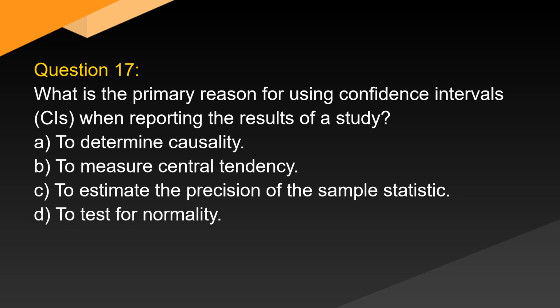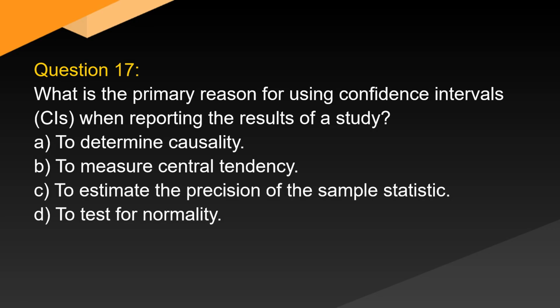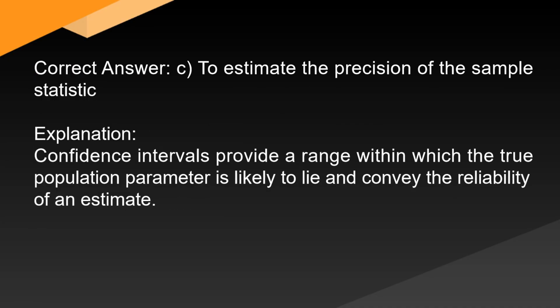What is the primary reason for using confidence intervals, CIs, when reporting the results of a study? A. To determine causality. B. To measure central tendency. C. To estimate the precision of the sample statistic. D. To test for normality. Correct answer: C. To estimate the precision of the sample statistic.